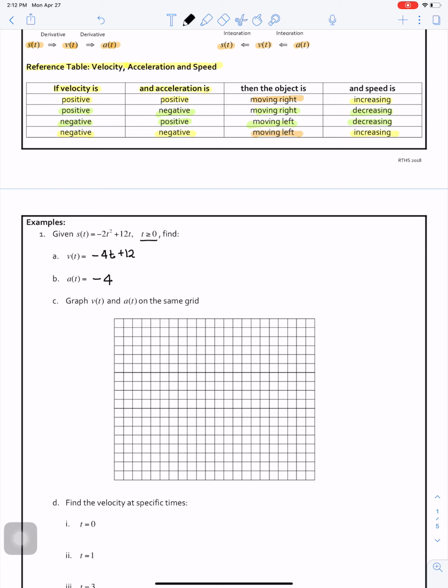It says to graph the velocity and acceleration on the same grid. So I'm going to draw a vertical line coming down here and a horizontal line here. So there's my time, and this is going to be my y, and I'm going to label which one is acceleration and which one's velocity. I'm going to do my acceleration in blue. My acceleration is always -4. So this is a of t equals -4.